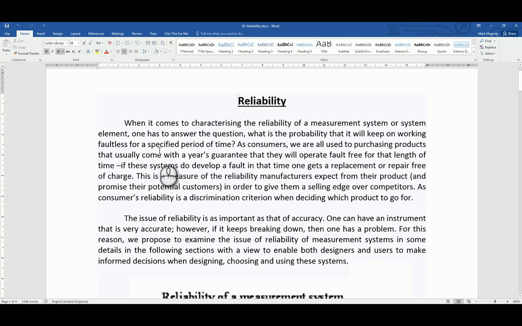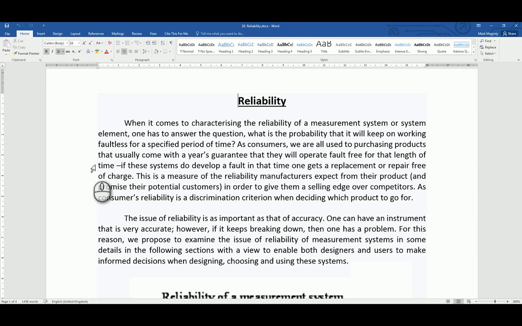So when it comes to characterizing the reliability of a measurement system, or for instance a particular element, so a standard measurement system, as you'll see later on through some of these other Word documents, they're actually made up of different sections or elements. You have to answer the question, says here, what is the probability that it will keep working faultless for a specified period of time? And we can do calculations based on that, and these type of calculations are all the type of things that are used to help determine warranty period for sensors and other consumer products, pretty much.